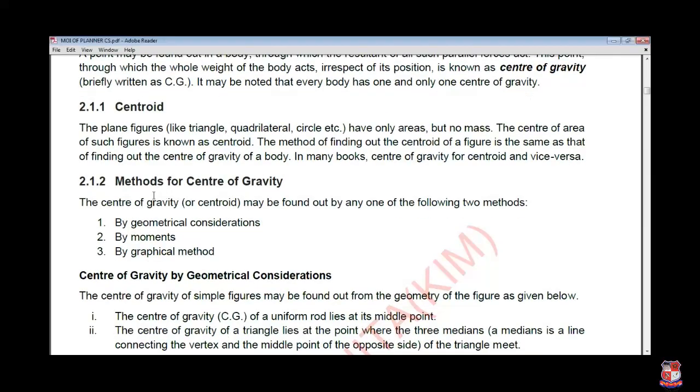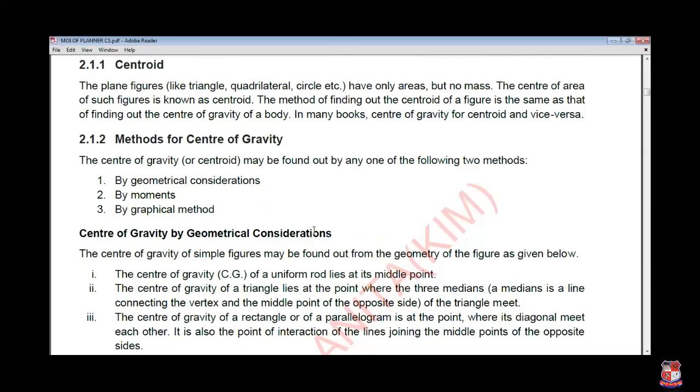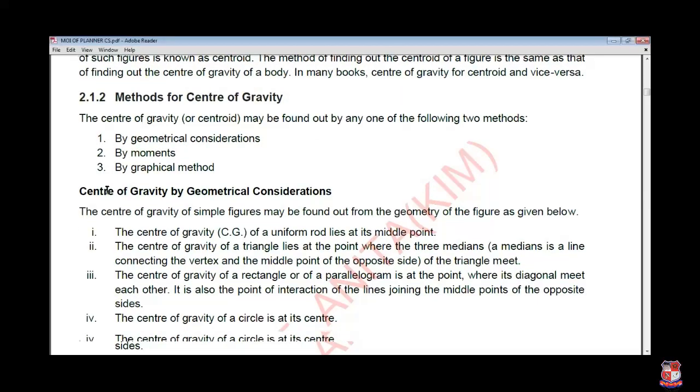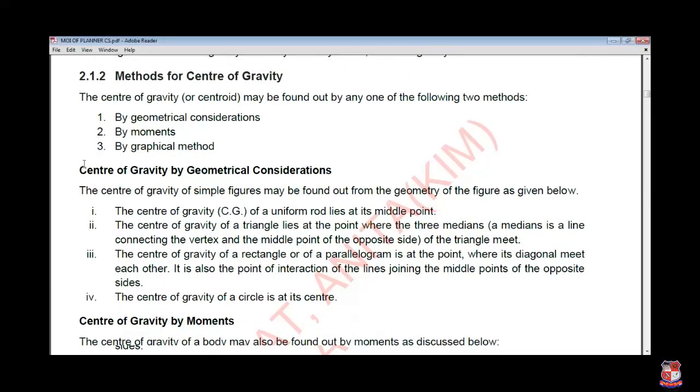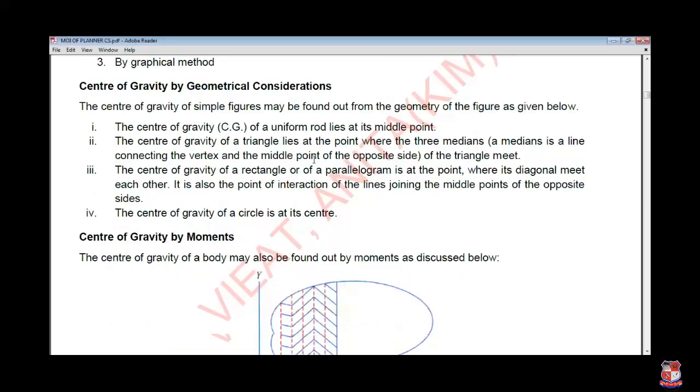Now, methods of finding the center of gravity. It can be found by analytical methods, by geometrical consideration, by moments, and by the graphical method. First, center of gravity by geometrical consideration: the center of gravity of a uniform rod always lies at its middle point.